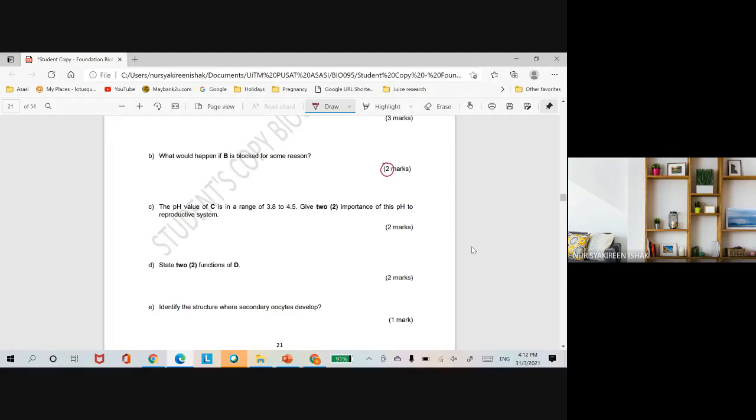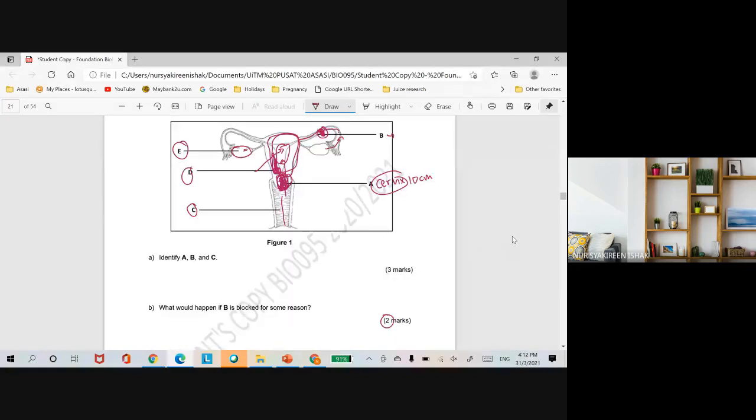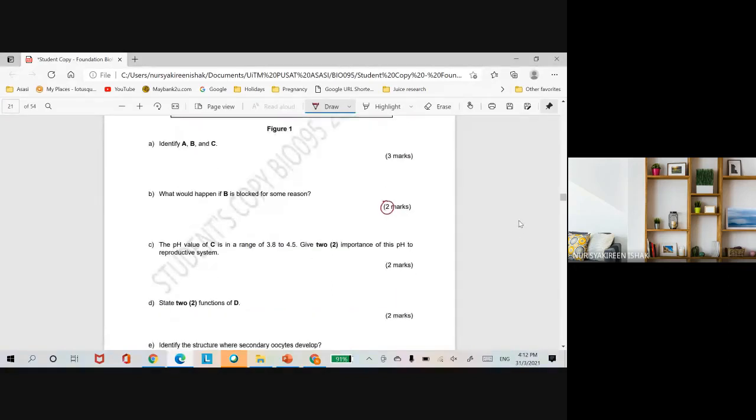So for question C, the pH value of C is what? What is C? C is the vagina. Okay, so the vagina has to be maintained in acidic condition, which is 3.8 to 4.5. Give 2 importance of this pH to the reproductive system. Okay, so the vagina has to be maintained in acidic condition. So what is the significance of maintaining this acidic condition?